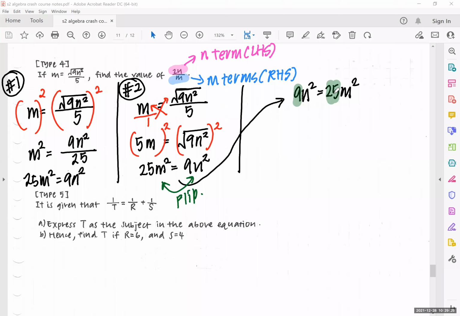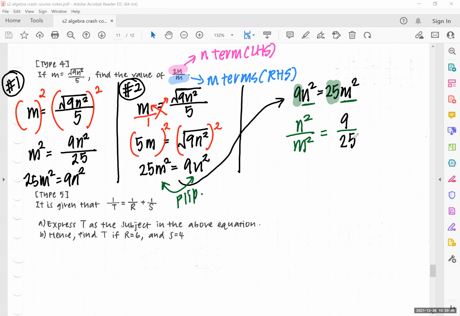So why do I teach you all this technique? N squared and m squared. So I'm going to put it like that. N squared over m squared is equal to something over something. Okay? So guys, a lot of students will tell me, Miss Lin, that means I put my 9 here and I put my 25 here.